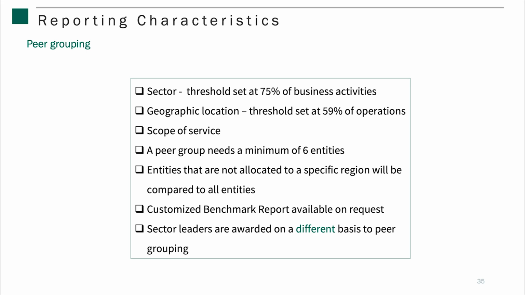Peer group assignments do not affect an entity's score, but determine how GRESB puts participants' results into context. The goal of the peer group creation process is to compare participants who share important characteristics, while A, maintaining a minimum threshold of 6, and B, having less than 50% of the participants in the group from the same company.